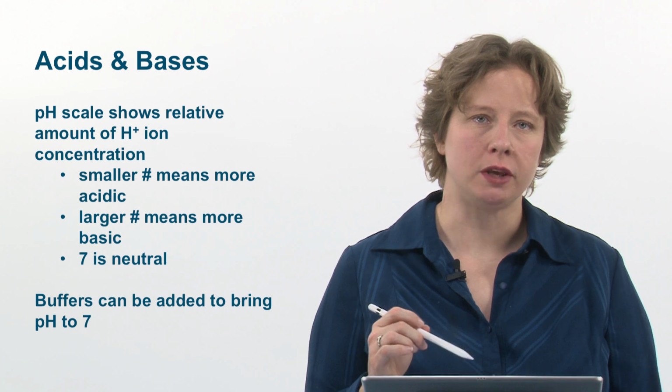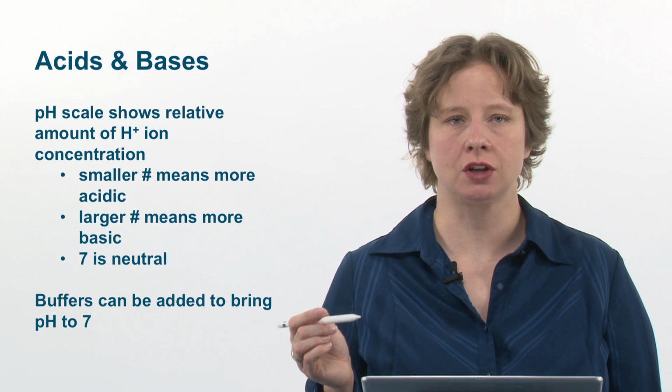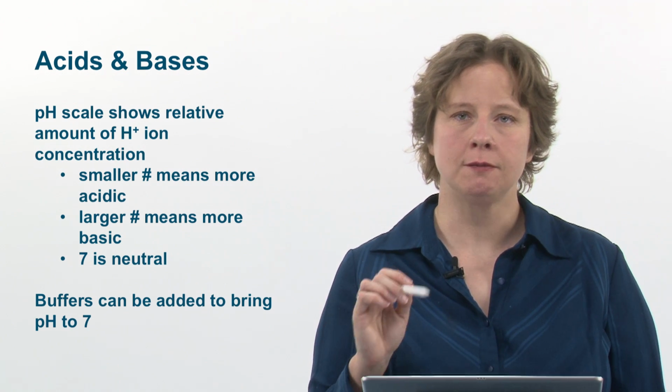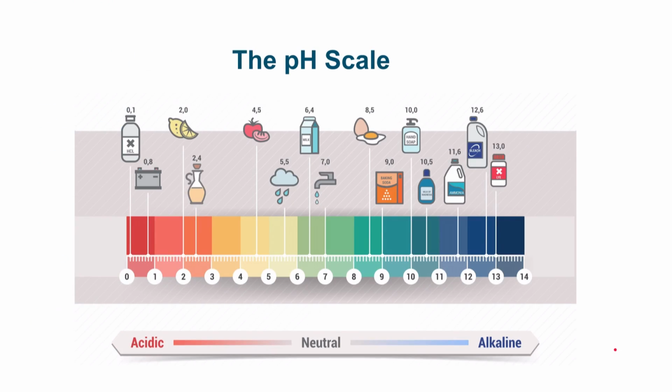So the pH scale shows relative amounts of hydrogen ion concentrations. A smaller number means that you're looking at more acidic compounds on the pH scale, and a larger number means that you're looking at more basic compounds. Something with a pH of 7 is neutral, and so let's look at the pH scale.